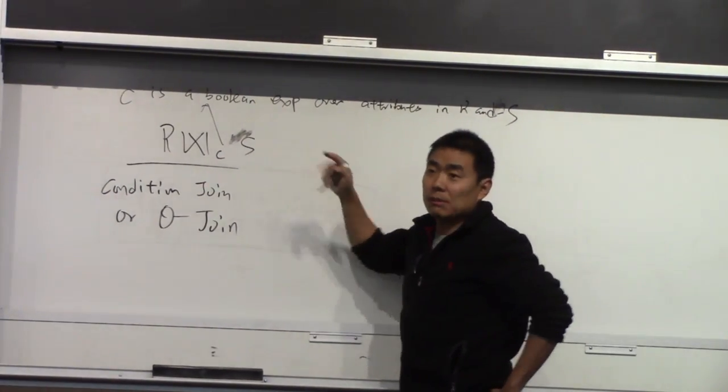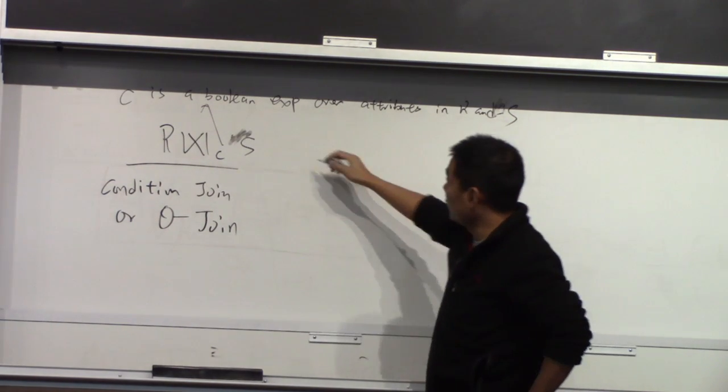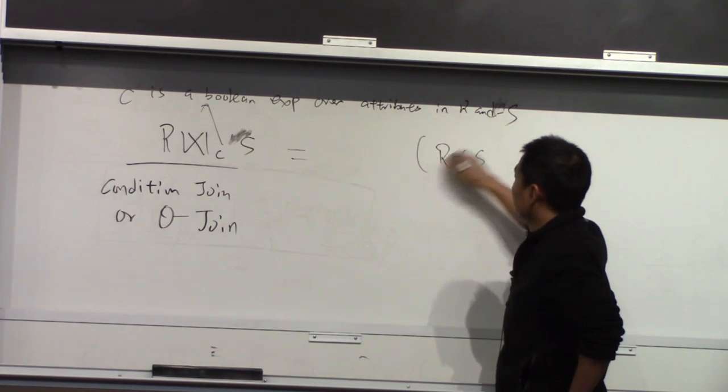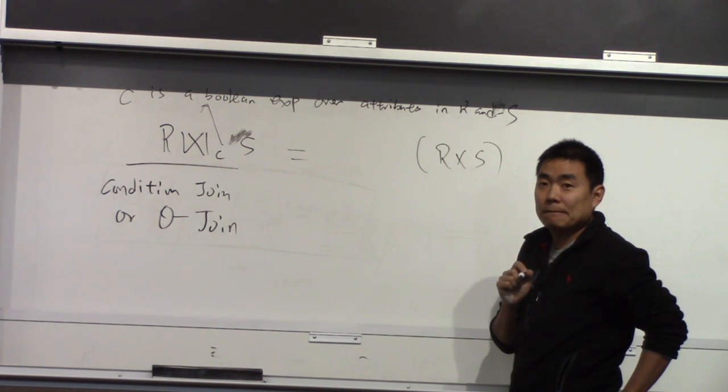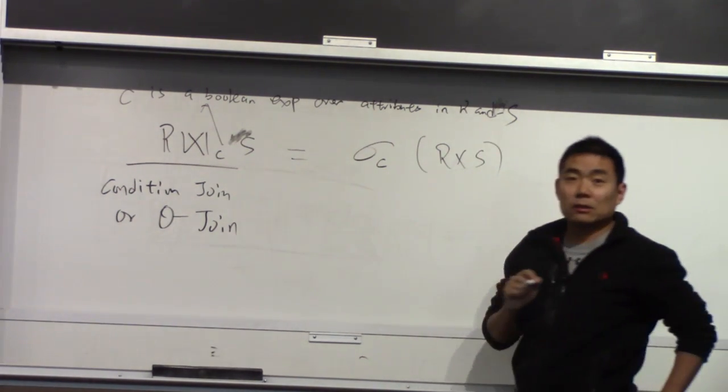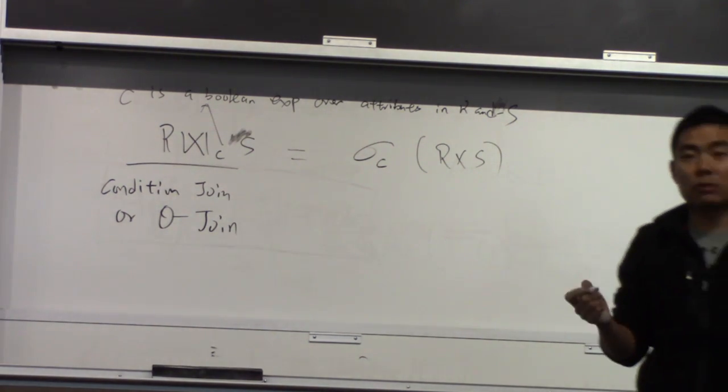So this is actually much easier to understand than natural join. All it does is the following. You do the cross product first, and you do a selection using condition C over the cross product. That's it.